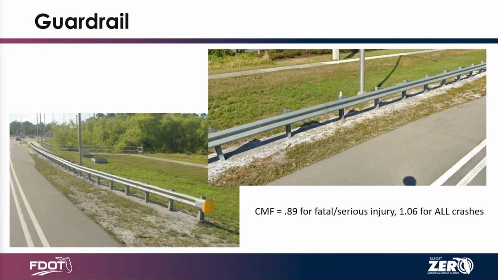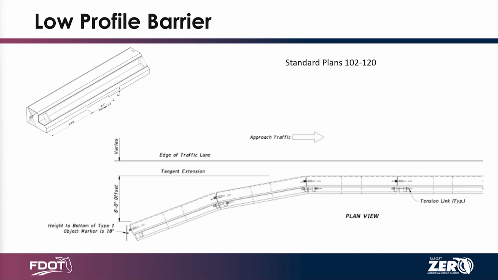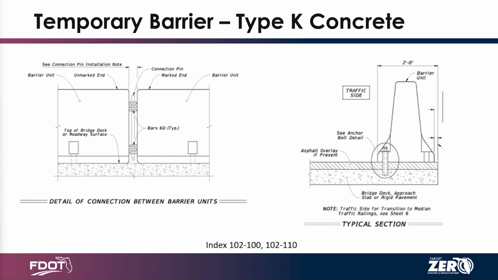So then we have W-beam guardrail, which also provides a great crash reduction at about 11% for fatal and serious injury, but you're still seeing an increase in overall crashes because you're putting a fixed object within that clear zone. And then finally, that concrete barrier, or your fully rigid barrier type. There are a couple of other barriers that might not be mentioned as often. You have a low profile barrier, as well as a temporary barrier type, a type K concrete. You usually see these surrounding ongoing construction sites and projects.